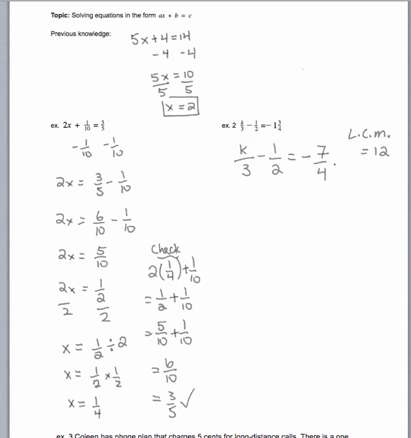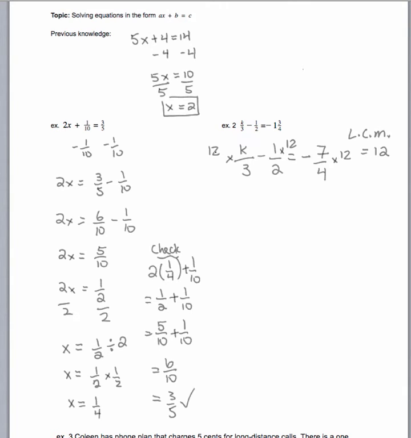Now, one trick that we can do, once we know that this is a 12, is multiply every single fraction by 12. So I'm going to multiply this by 12, multiply this by 12, and I'm going to multiply this by 12. In math, we're allowed to do anything we want as long as we do it to both sides of the equation. So I'm going to do it to this side, multiply by 12, and then multiply the left side by 12. Now let's see what that does.